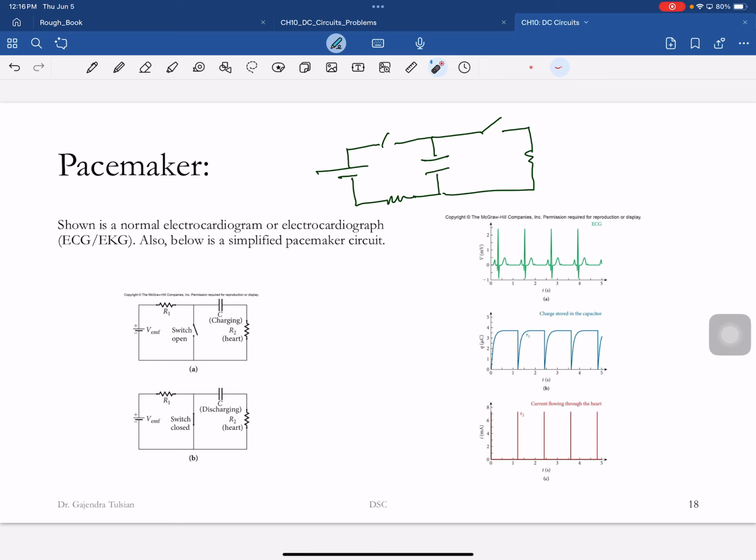All right, so that's the simpler form. So when the switch is open, the capacitor charges. Your heart is being just used as a resistor. It charges. And then when you want to fire your heart, you close the switch. So that's the pacemaker circuit. Okay, so this is the capacitor charging, and then discharges, starts your heartbeat, and then the capacitor charges again, discharges, charges again. So you're setting a regular pattern for heartbeat.